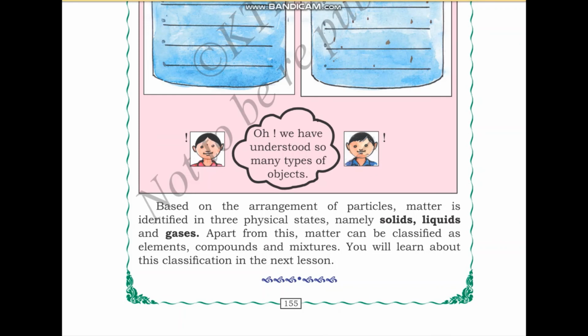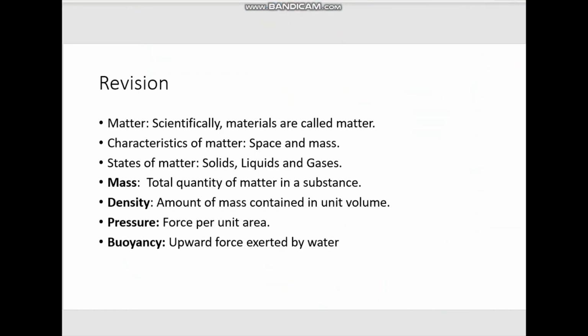Then, based on the arrangement of particles, matter is classified into three physical states, namely solids, liquids, and gases. Apart from this, matter can be classified as elements, compounds, and mixtures. So, you will learn about this classification in the next lesson. I will be revising the important concepts that we have learned in this lesson.